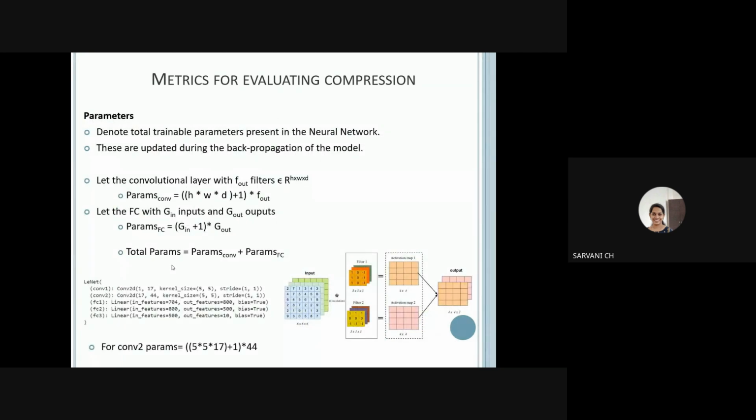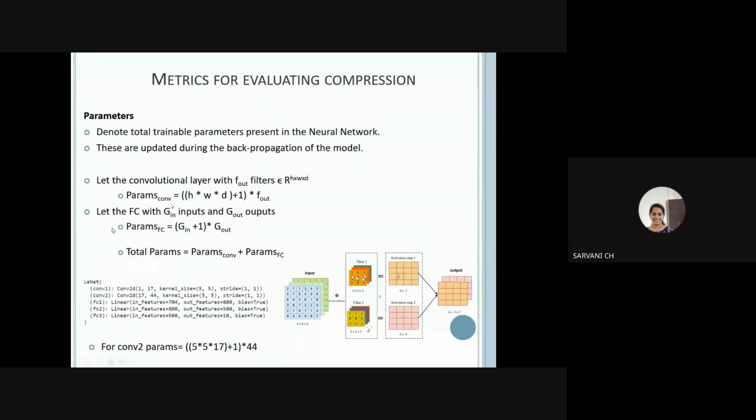Coming to the parameters, you are well aware that the training time for any architecture mainly depends upon the number of parameters it has. So what are these parameters? You're all aware that these are the ones which are mainly updated during the back propagation of the model. And for calculating the parameters, this is the formula. The parameters are the entries present in filter 1 and filter 2. These are the parameters here.